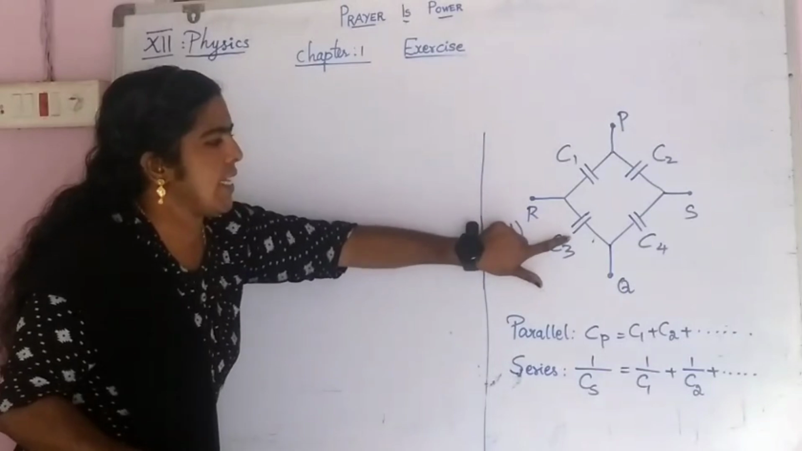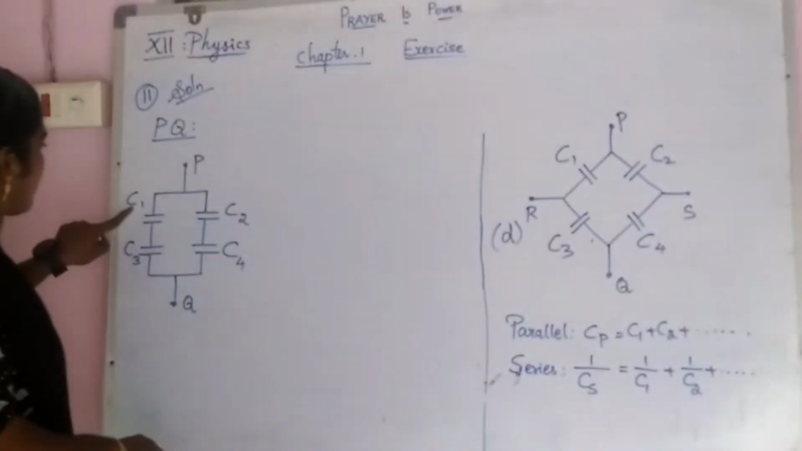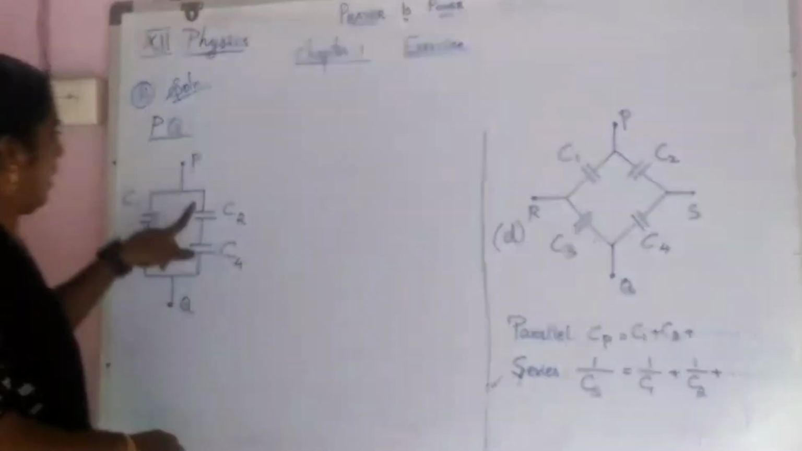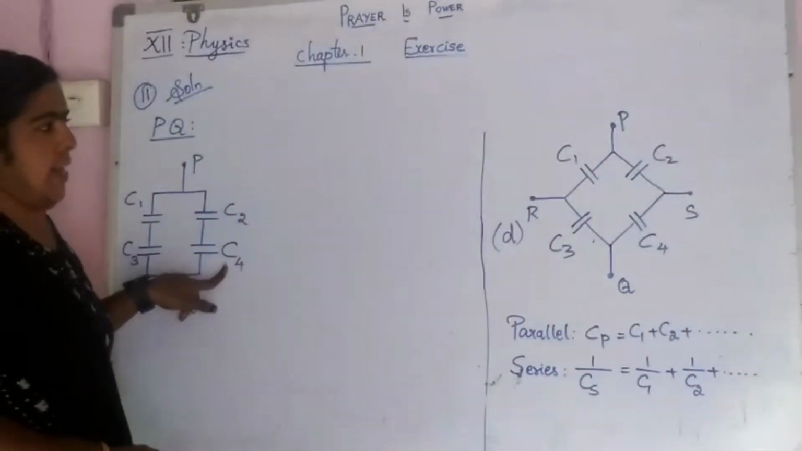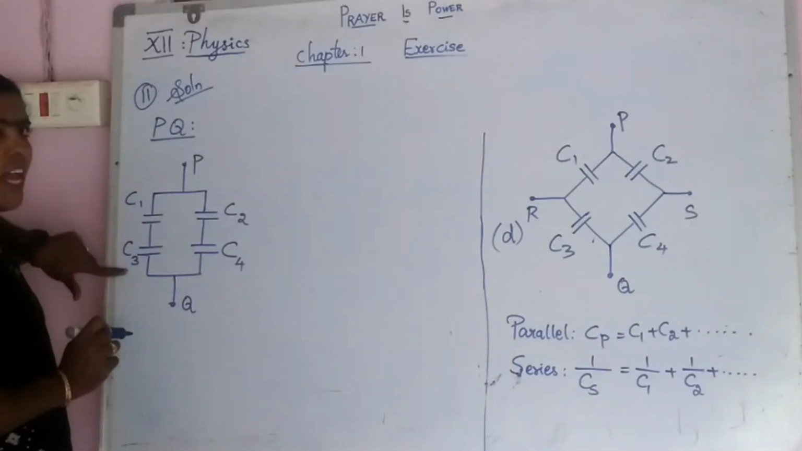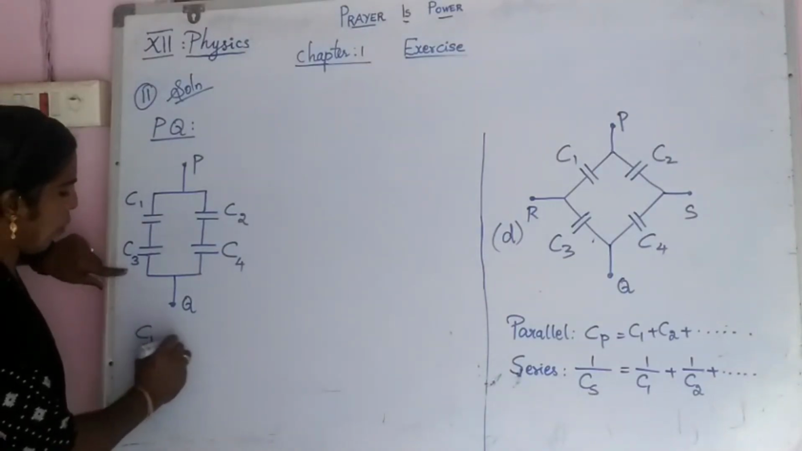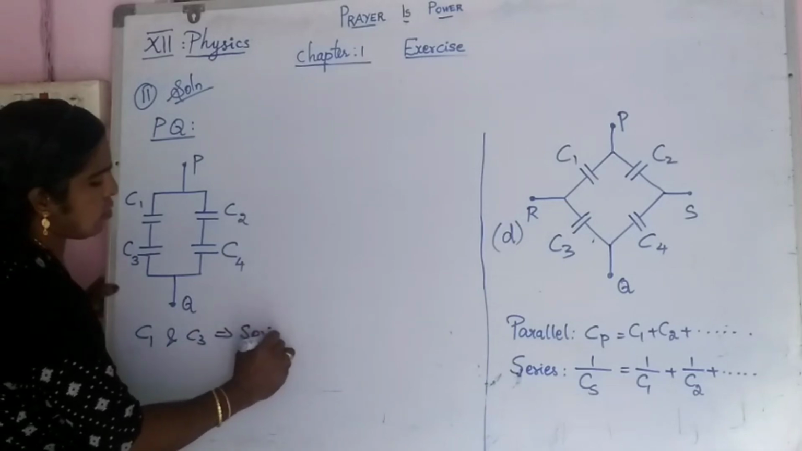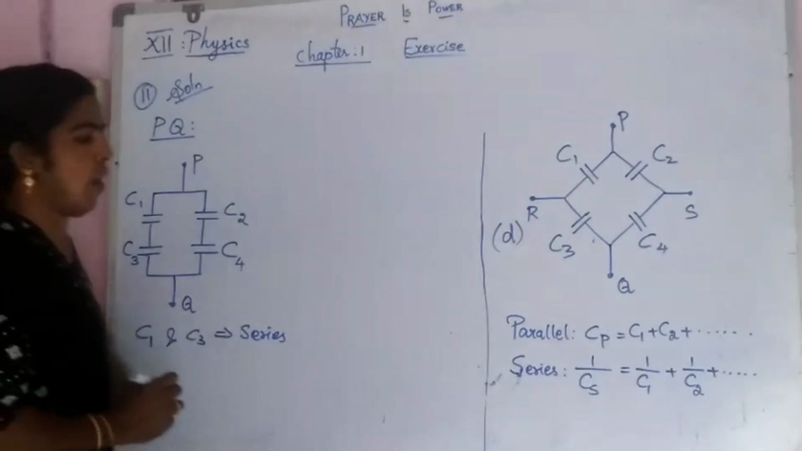So C1 and C3 are in one line. Here also C1, C3 in one line. C2, C4 in one line. So rearrange the circuit. First we are using C1 and C3. C1 and C3 are in series, so we are using the series formula.